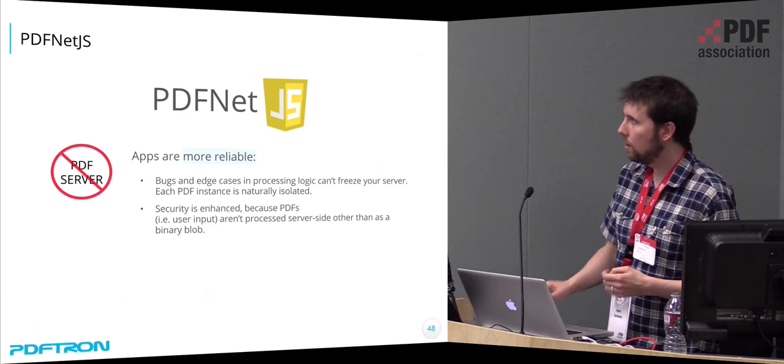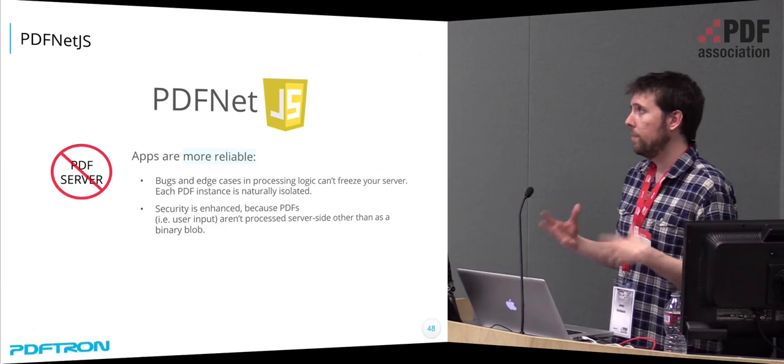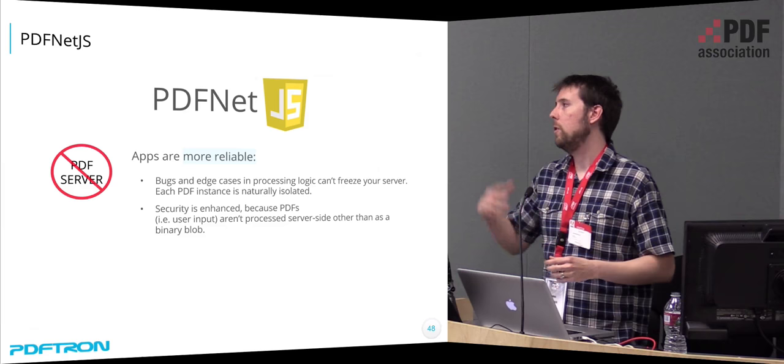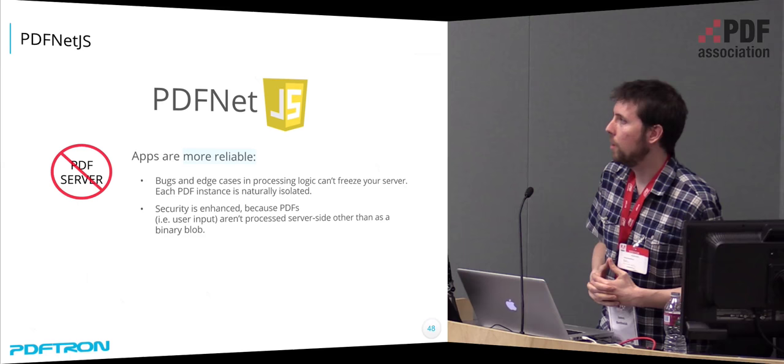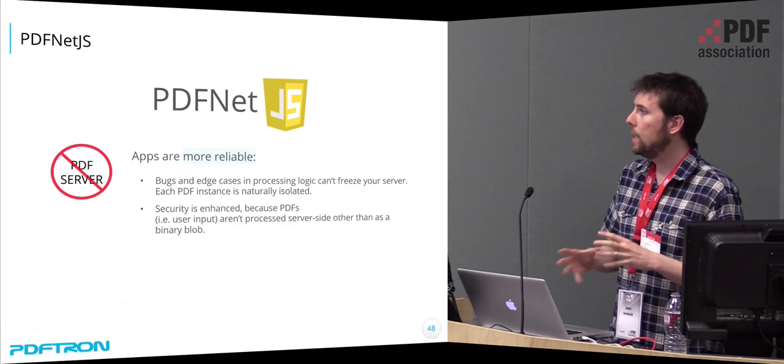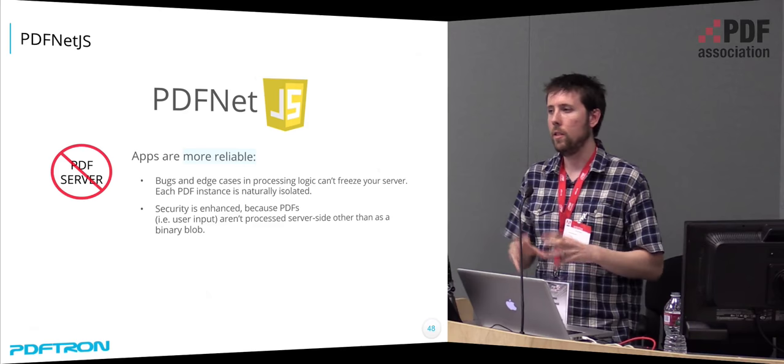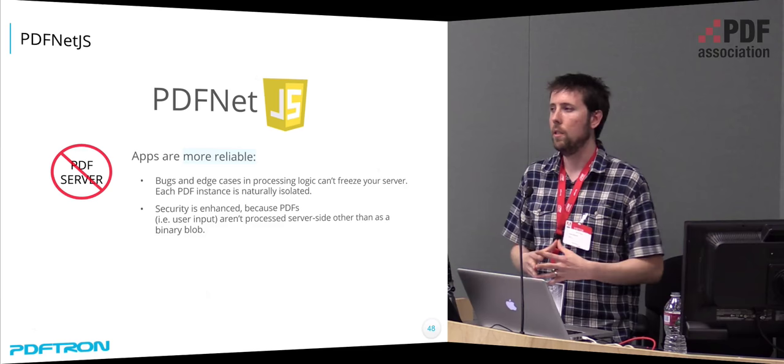Apps are more reliable because if you have some sort of problem with your PDF processing logic on a server, that means one user's problem or one thing crops up, and all of a sudden the server's coming down, some poor engineer is getting a page at 3 a.m. to go fix it, and all your users are frozen out of their software. If it's all done client-side, all these instances are naturally isolated from each other. So if there's some crazy edge case, it's only going to affect that one user and the rest of the system will continue to run uninterrupted.